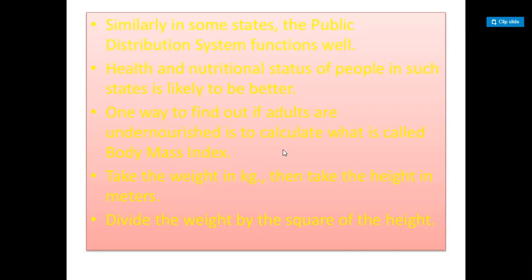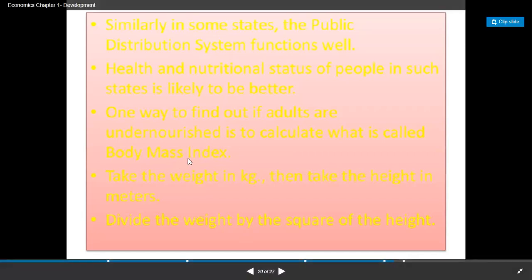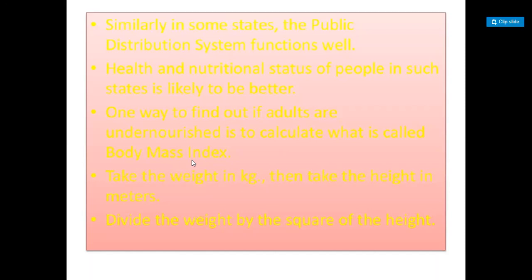One way to find out if adults are undernourished is to calculate what is called the body mass index. Take the weight in kg, then take the height in meters, and divide the weight by the square of the height. How do we do the body mass index? We do it for adults who may be undernourished. We first take the weight of the person in kgs, then the height of the person in meters, then divide the weight by the square of the height. Then we can understand whether the person's body weight is according to his height or not. If it is less than it should be for his height, then that person is undernourished.